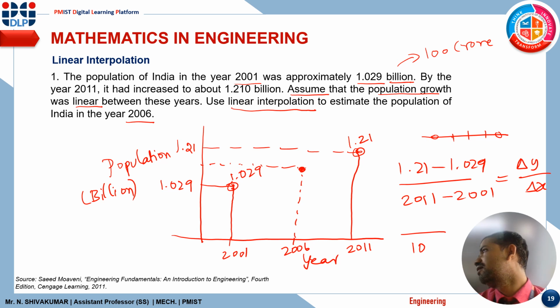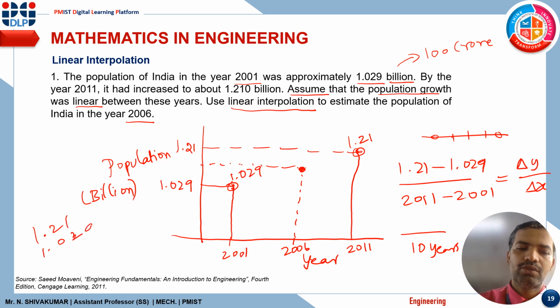We have to calculate the in-between value. For that we have to calculate the difference in the x-axis and the difference in the y-axis. What is the difference in the x-axis? 2011 minus 2001, that is 10 years. In the y-axis we have population. What is the highest value? 1.21. What is the minimal value? 1.029. Take a calculator and calculate the difference, 1.21 minus 1.029.